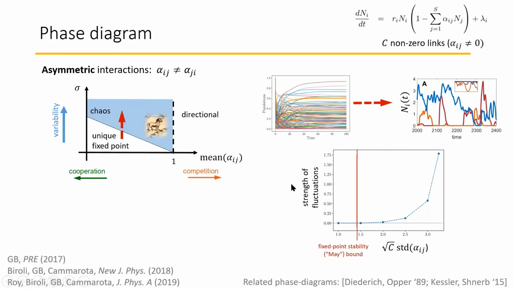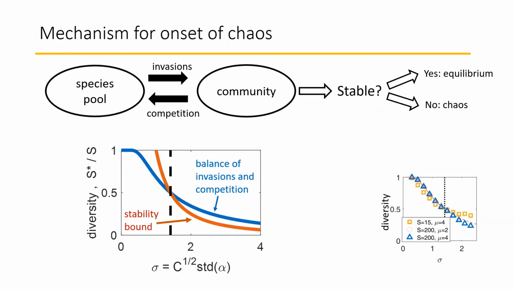All right, I want to give you just an idea of where this is coming from. So here's the idea, very roughly. There's a species pool and we have this community. Of course, invasions would increase the species richness, more species would be inside. Competition would push species out. And so there's some diversity that is selected by this balance between invasions and competition. And that's this blue line. And the question is, once invasions and competition select this diversity, is the potential fixed point at that diversity stable or not? If it is, you have equilibrium, if not, chaos.